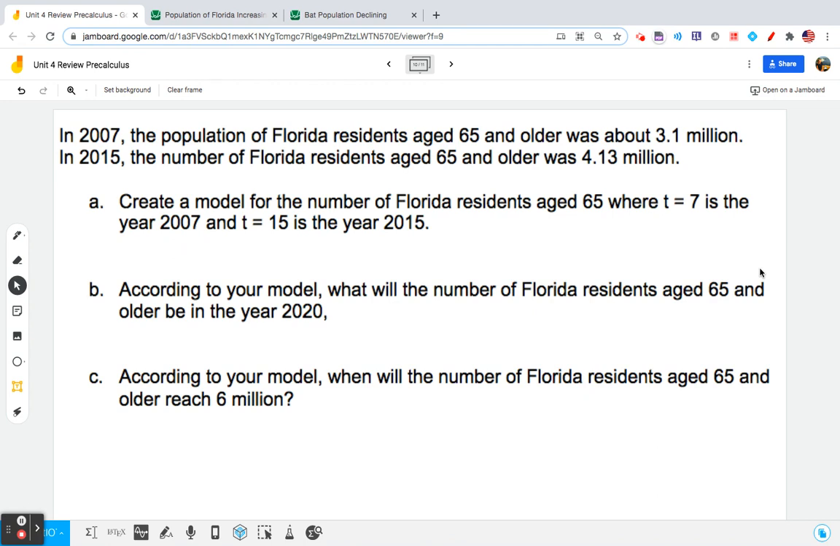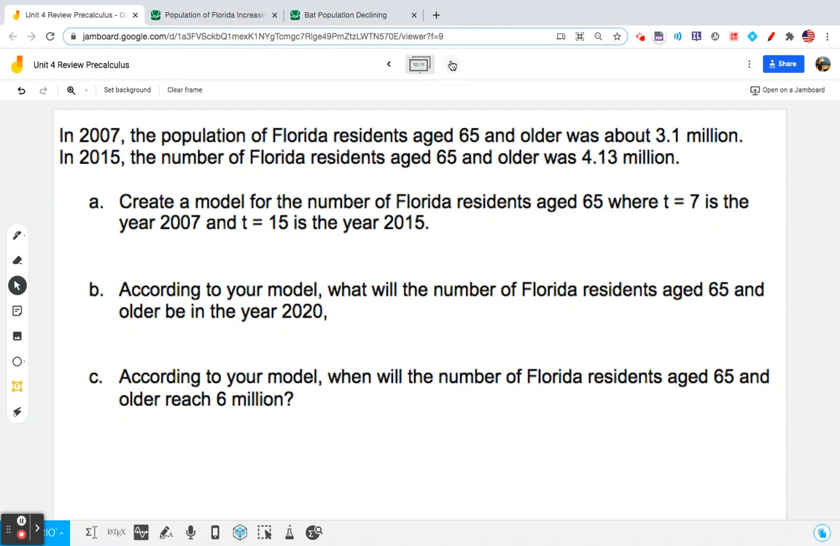And there are three prompts, and these are typical prompts. One is to create a model for the number of Florida residents aged 65 and over, where t equals 7 is the year 2007, and t equals 15 is the year 2015. According to the model, what will the number of Florida residents aged 65 and over be in the year 2020? And make a prediction: when will the number of Florida residents aged 65 and over reach 6 million?